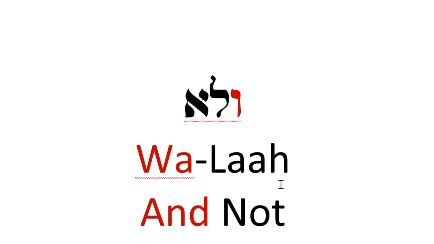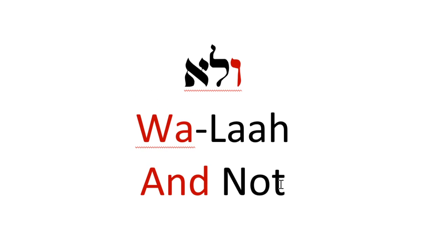Last but not least, we have one example using the prefix wa, which means and. And we have this prefix to the beginning of the Hebrew word lo, which means no or not. When we prefix wa to the beginning of lo, this gives us the Hebrew word welo, which means and not.